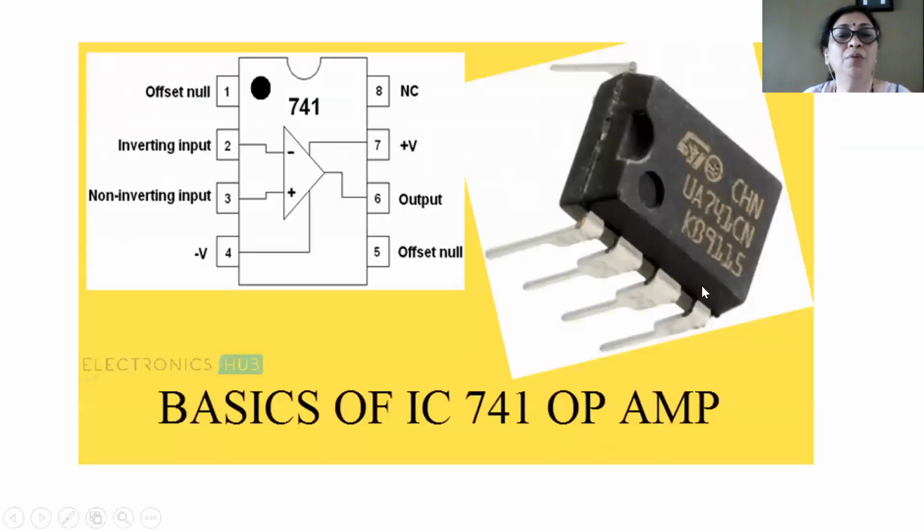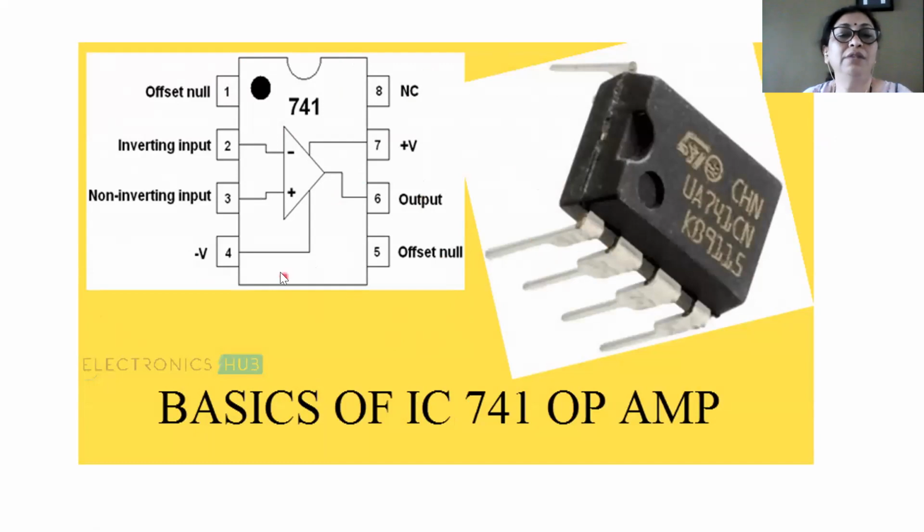So this is all about its symbolic representation. Now, if you come to this figure, what you can observe, IC 741, basically two types of ICs have been given in your syllabus. One is IC 741 and LM 324. So both of these are operational amplifier ICs.